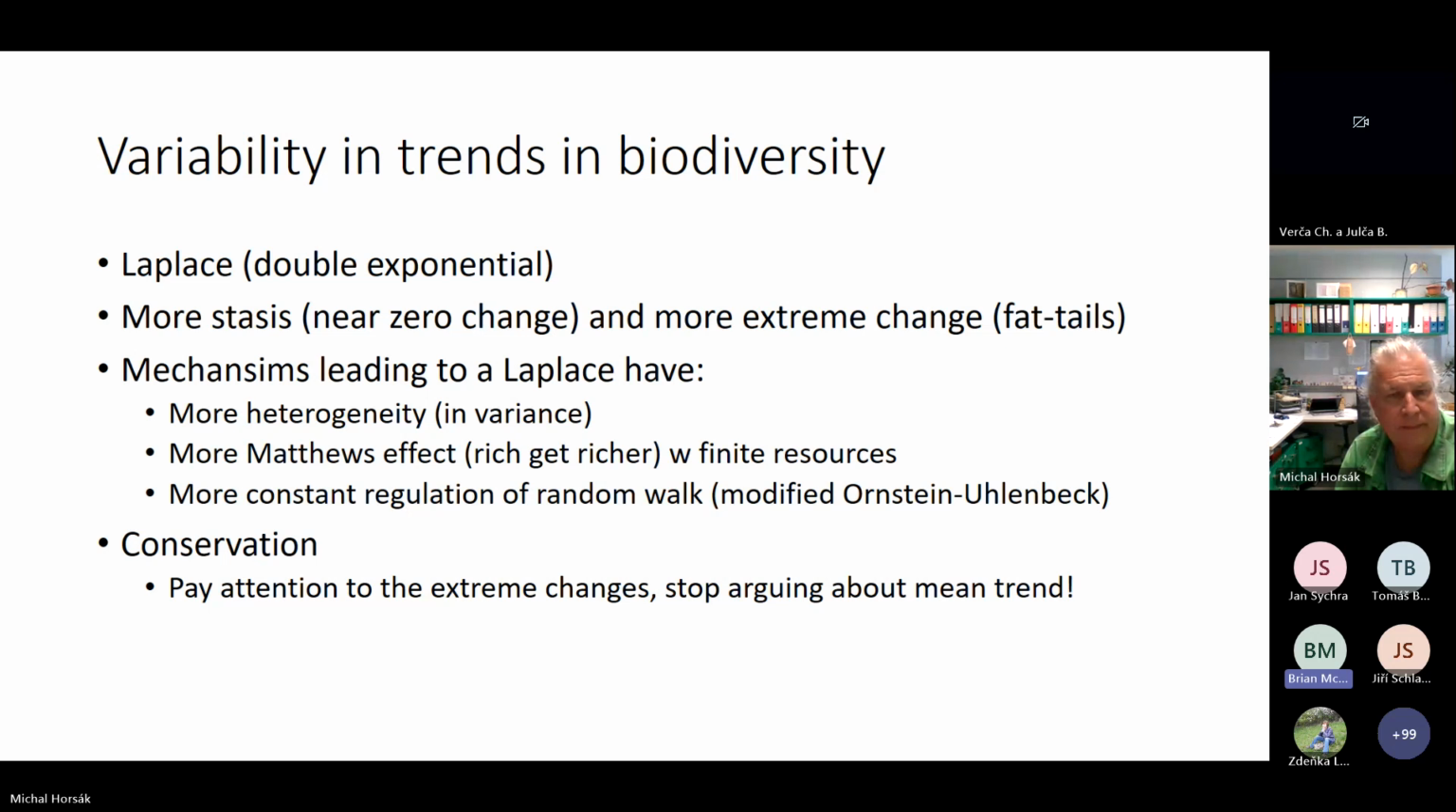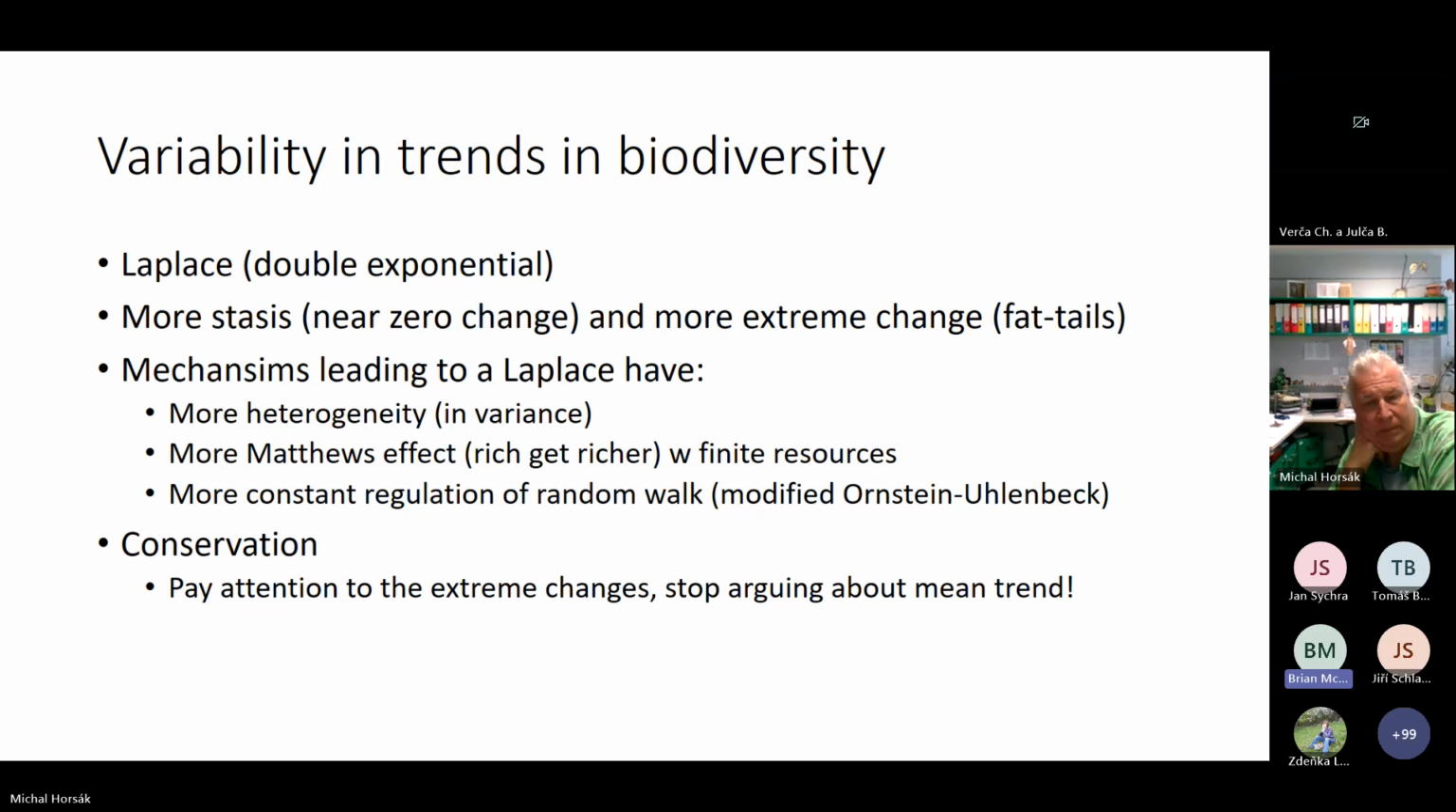If you have a Matthews effect where the rich get richer amidst a context of finite resources, this can lead to the Boltzmann distribution that Jeff alluded to, and ultimately to something that looks like a Laplace distribution. You can also have a regulation. You may know the Ornstein-Uhlenbeck is an extension of the random walk, where the regulation is proportional to how far you are from the center. If you have a constant regulation, you're always pushed back to the center, but it's not dependent on how far you are from the center, you actually end up with a Laplace distribution.